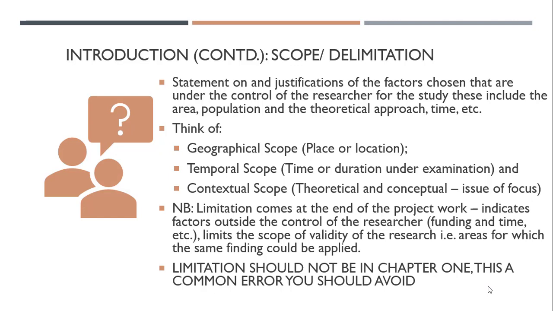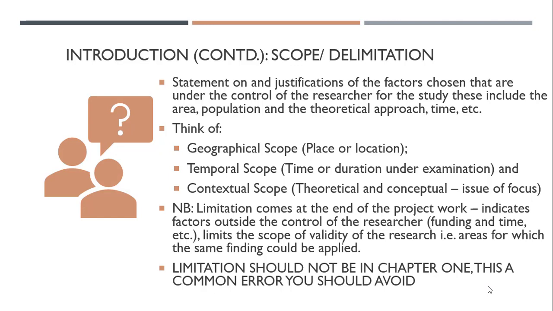Remember my example on social vulnerability. So I'm saying that I'm only focusing on the social vulnerability aspect of vulnerability. I'm not doing the biophysical vulnerability. I'm not doing the economic vulnerability or infrastructural vulnerability. I'm focusing on social vulnerability. So it's important to define these 3 things in your scope. Okay? Geographical scope, temporal scope, and contextual scope.